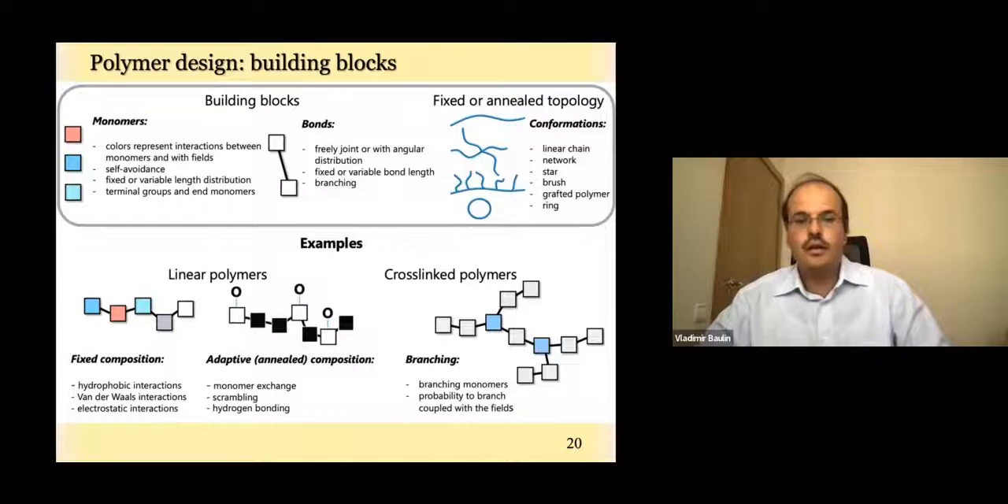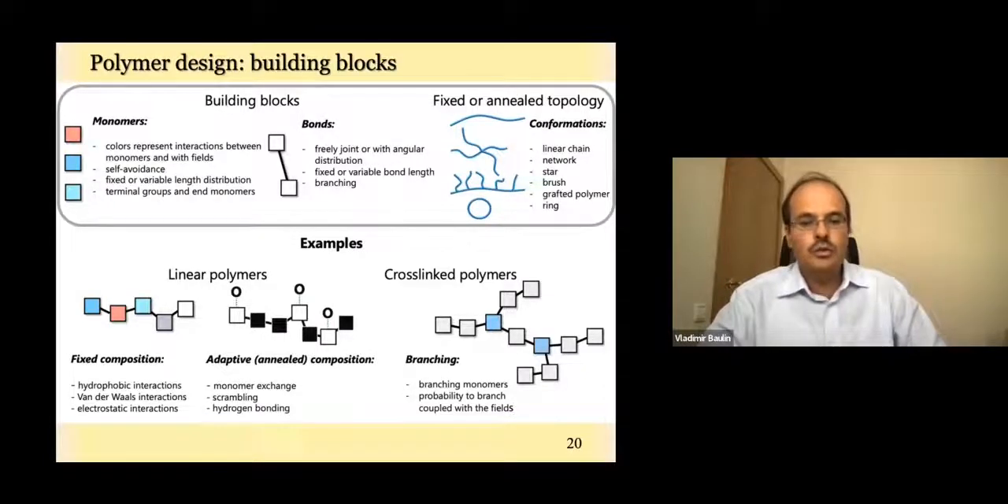The bonds can be freely joined, or they can be branching. All those building blocks can be interconnected, or they can be fixed or annealed. For example, we can fix the fraction of hydrophobic blocks, and then the position is annealed. Or we can fix the position and then anneal the number of hydrophobic and hydrophilic blocks. This is quite flexible, what can be done.